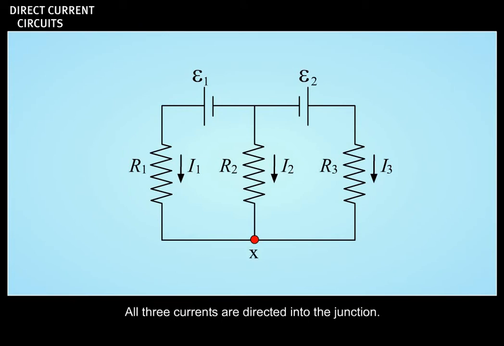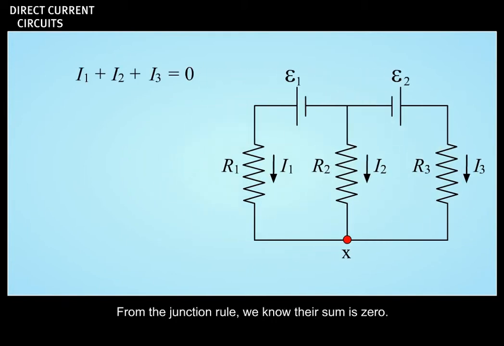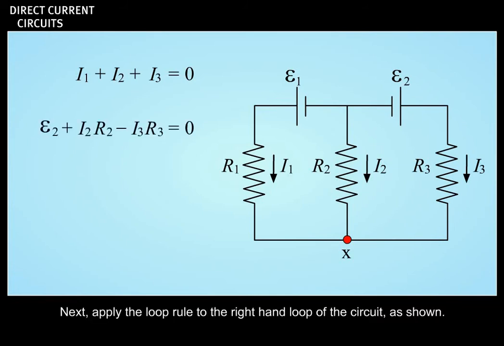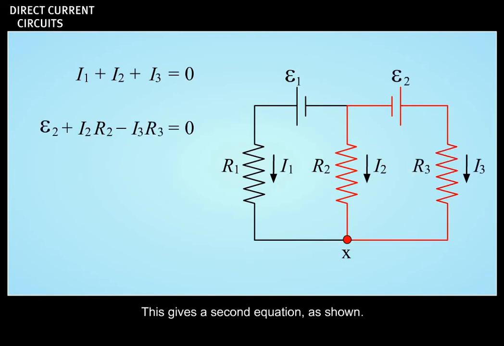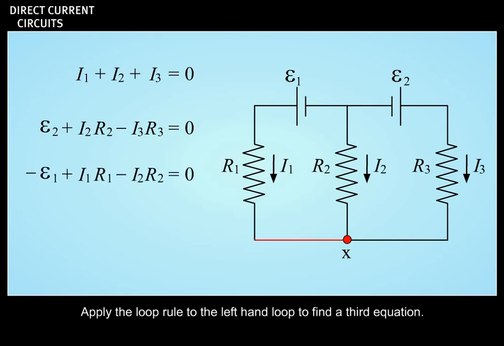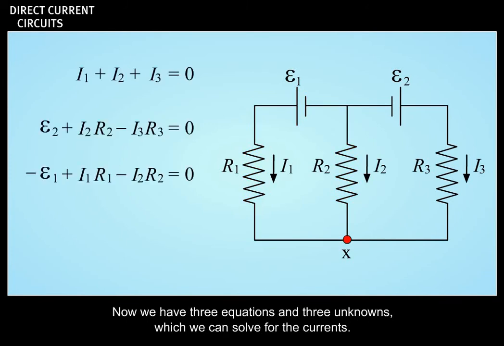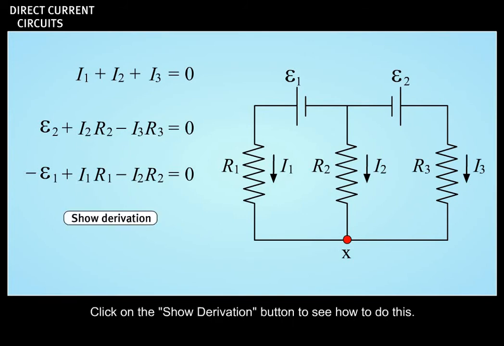All 3 currents are directed into the junction. From the junction rule, we know their sum is 0. The equation for this is shown. Next, apply the loop rule to the right-hand loop of the circuit as shown. This gives a second equation as shown. Apply the loop rule to the left-hand loop to find a third equation. Now we have 3 equations and 3 unknowns, which we can solve for the currents. Click on the Show Derivation button to see how to do this.